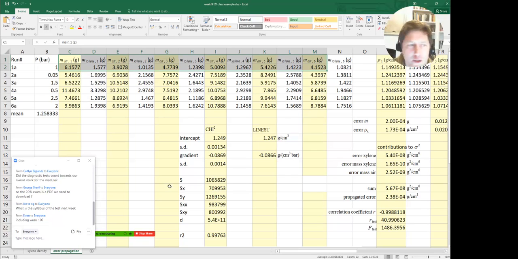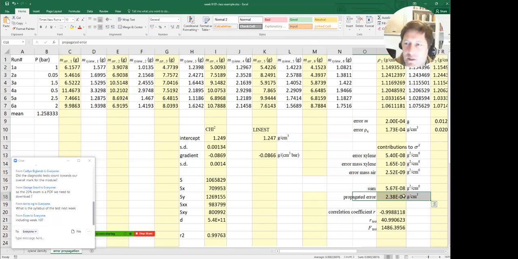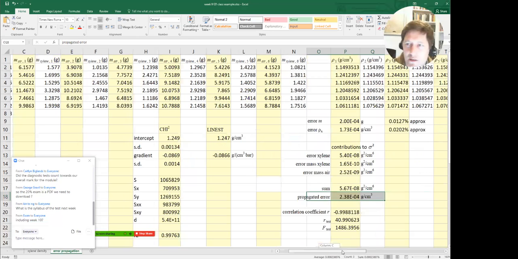So the conclusion of what we saw in the face-to-face class was that we could identify the starting point errors. So we took this as the accuracy of the balance. We took this as the accuracy of our dough, so of our xylene density. And then we could work through the contributions to the overall accuracy. And we found that the propagated error of our density measurement, based on our presumed accuracy of the measurements, was about 2 × 10⁻⁴ grams per centimeter squared. So that was the main outcome of that.